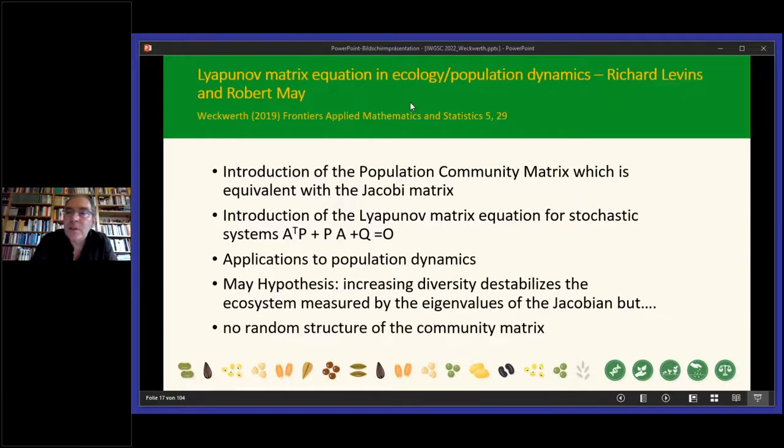Interestingly, this equation was also used in ecology in the 70s on population dynamics by Richard Levins and Bob May, a very famous ecologist, and they used a community matrix of prey and predator, for instance, instead of a Jacobian. It's the same, but they just called it differently. And Bob May used the same equation, also the Lyapunov equation, and got some hypothesis from this data. Increasing diversity destabilizes the ecosystem measured by the eigenvalues, but he used random structures of the Jacobian, of the community matrix. In contrast to us, now we use really genome sequences, which gives us a clear structure of the Jacobian.